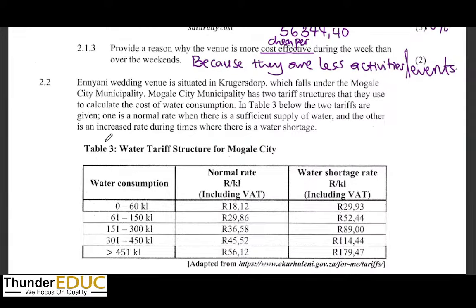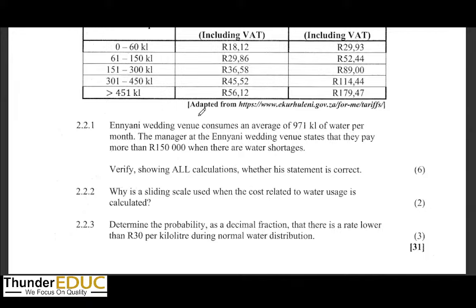2.2. Enyani wedding venue is situated in Krugersdorp, which falls under the Mogale City Municipality. Mogale City Municipality has two tariff systems or structures that they use to calculate the cost of water consumption. In Table 3 below, the two tariffs are given. One is the normal rate when there is sufficient supply of water, and the other is an increased rate during times where there is water shortage. Enyani wedding venue consumes an average of 971 kiloliters of water per month. The manager at Enyani Wedding Venue states that they pay more than 150,000 when there is water shortage.